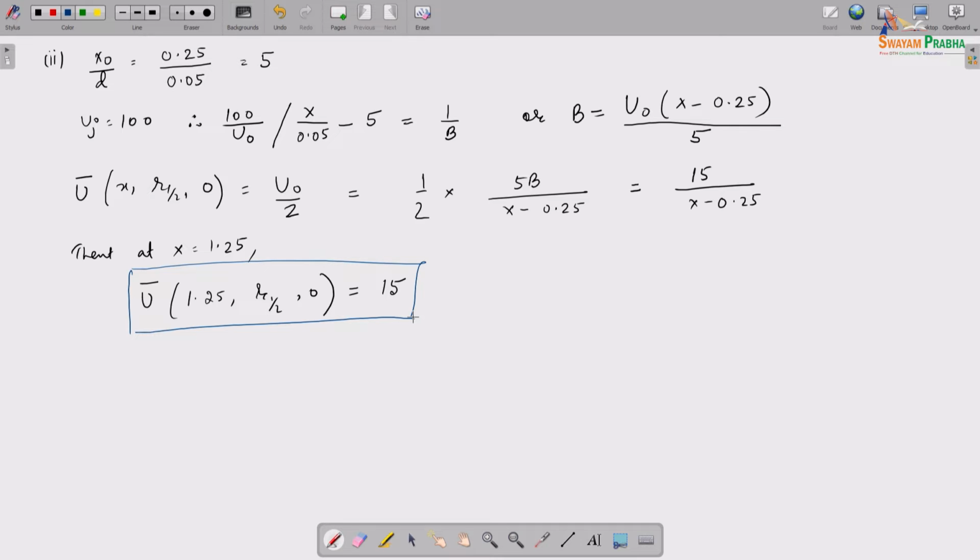Okay, so let's just, right, this is that, okay. So you mean, right, at some x at r half is 15 by this, right, and so then I choose specific x is equal to 1.25 and the u mean becomes 15, right. So that is for the second case. Let's go and do this for the third one as well.